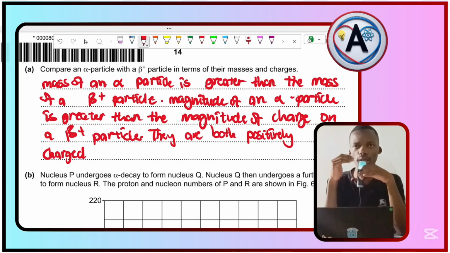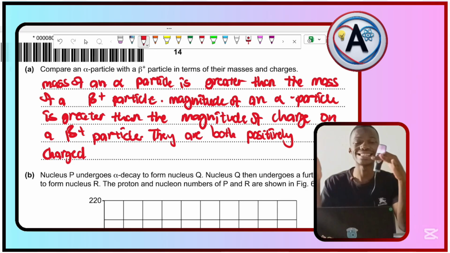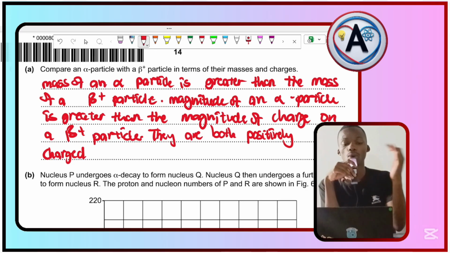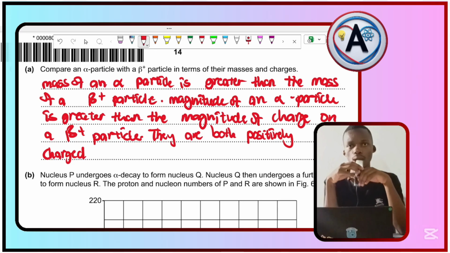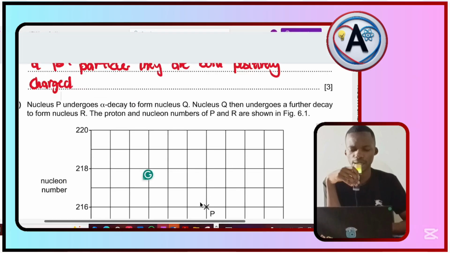The comparison can be both of them are tall, but I'm comparing them. I'm making an observation and stating what I'm seeing. Right? Or the differences. One mass is greater than the other, one charge is greater than the other. I hope that makes sense. Part B, we're almost done. This is our last question, and we'll call it a day.